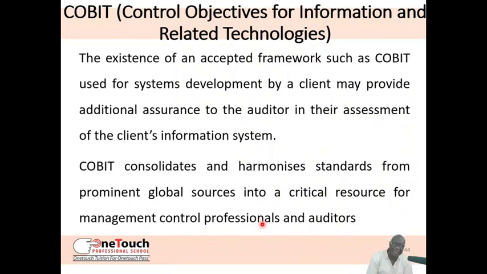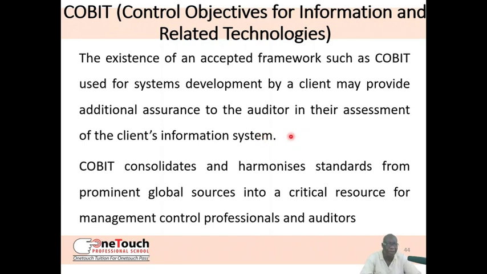Now, a very important area in planning as far as ICT is concerned is that if your client is using ICT, we call something COBIT, Control Objectives for Information and Related Technologies. It's a system like a governance institution that every ICT operating organization should follow. So the existence of an accepted framework, such as COBIT, used for system development by a client, may provide additional assurance to the auditor in the assessment of the client's information system.